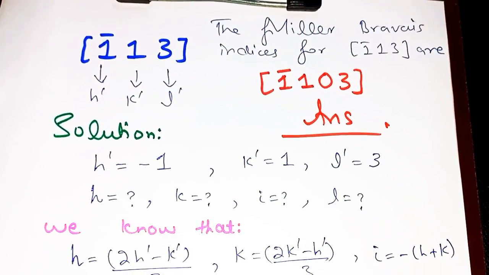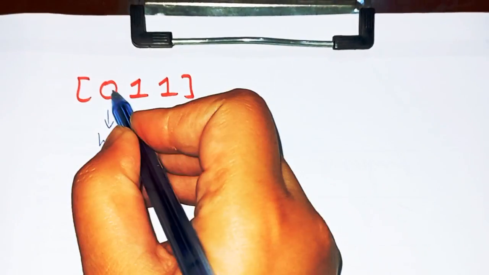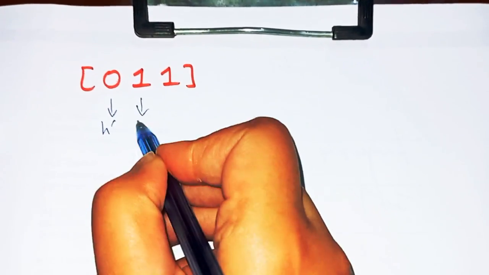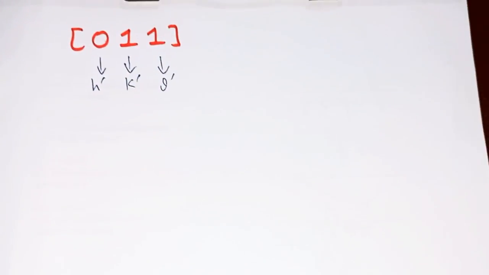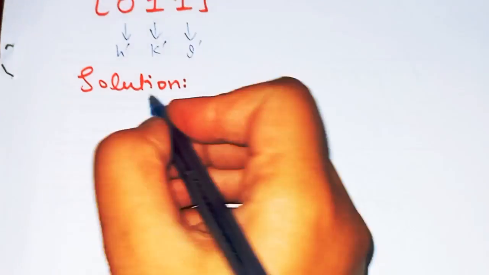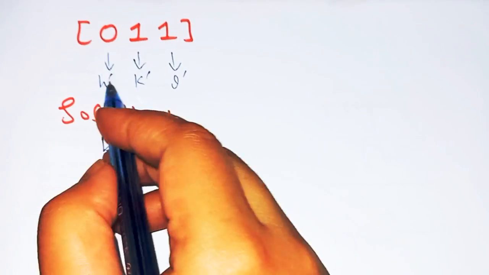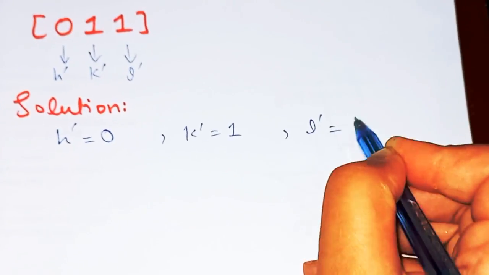Let's do it for the next one. Next we have this set. We have H prime, the first index is H prime, the second index is K prime, and the third index is L prime. Let's quickly get started and see how we can convert them into Miller-Bravais indices. First of all, we'll write down the data. H prime is 0, K prime is 1, and L prime is 1 as well.